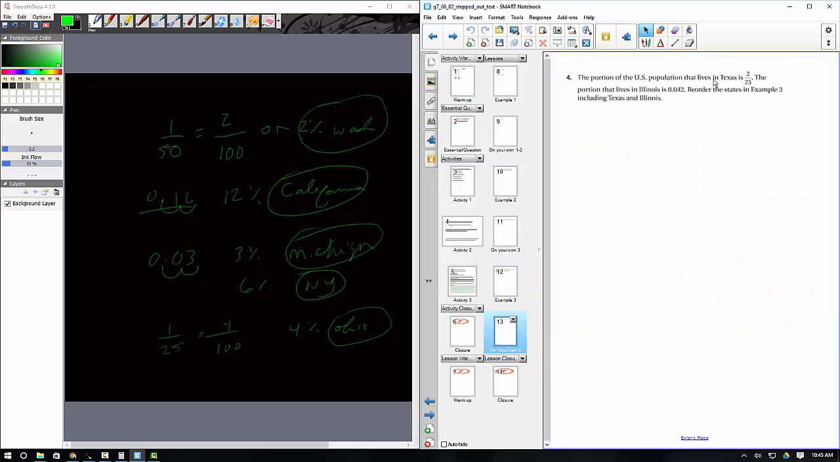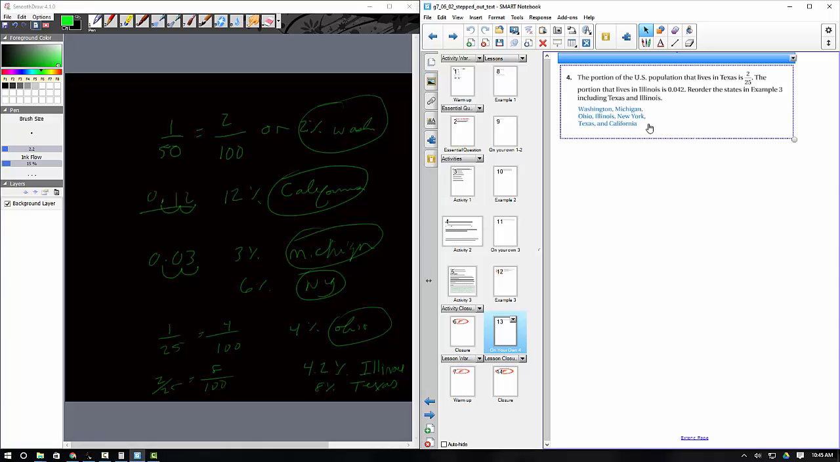And it says here, the portion of the U.S. that lives in Texas is 2 over 25. And the portion that lives in Illinois is 0.042. So if I turn this into a percent, this would be 4.2%. Let's put that down. 4.2% is Illinois. And the other one is Texas, which is 2 over 25. So it'll be over 100, times 4, times 4, is 8%. 8% Texas. When you reorder, this is what the order will be. And you can see how easily we're going in and out of fractions, percents, and decimals.